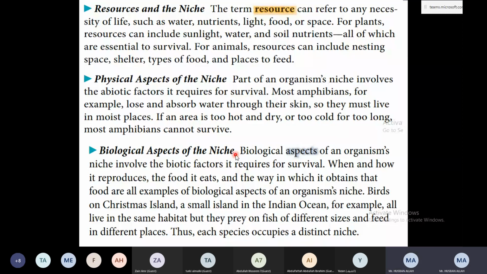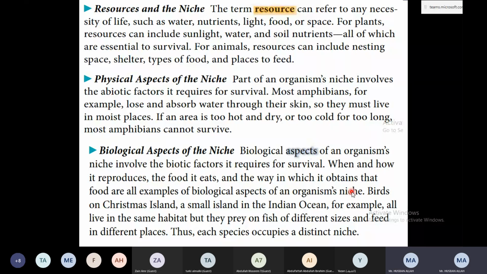The next point which we are going to discuss is the biological aspect of niches. What are the biological aspects of niches? Biological aspects of an organism's niche involve the biotic factors it requires for survival, the living things it requires for survival. Like what? When and how it reproduces, for example, the time of reproduction and the way it is going to reproduce, the food it eats, which type of foods they are going to eat, and the way in which it obtains the food are all examples of biological aspects of an organism's niche.